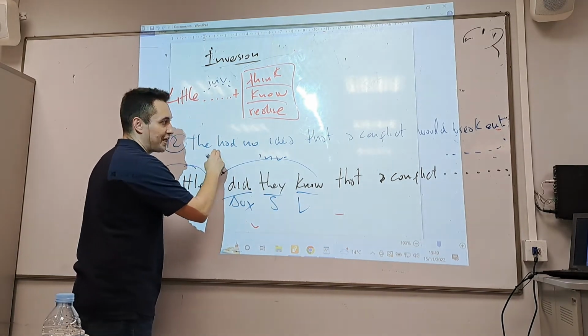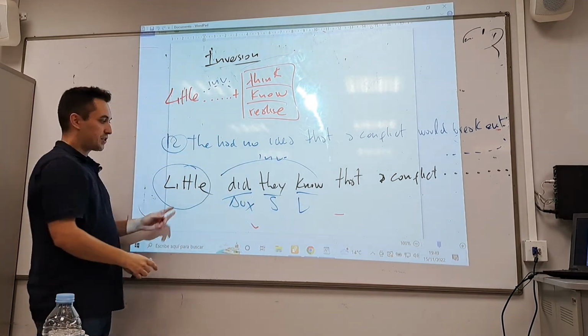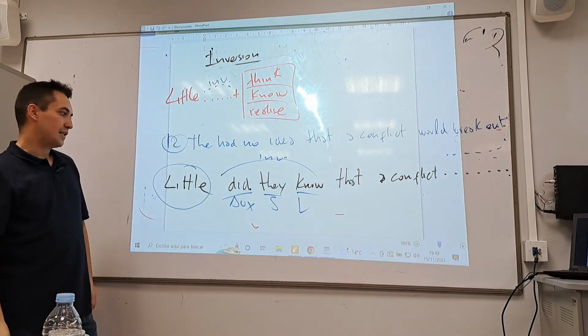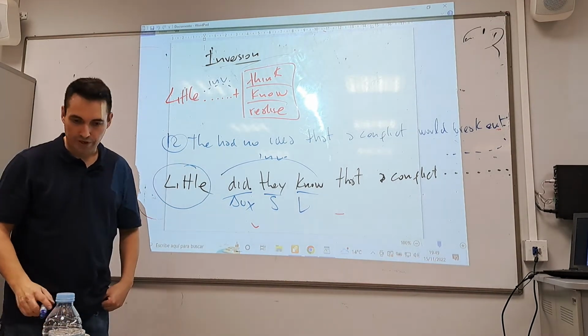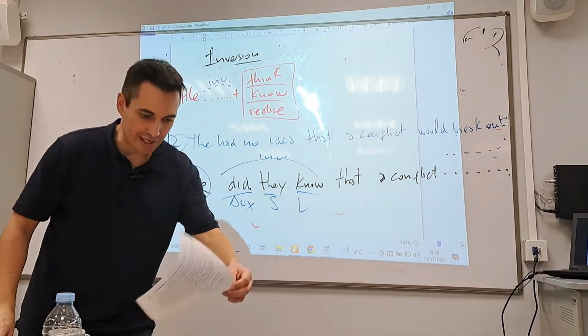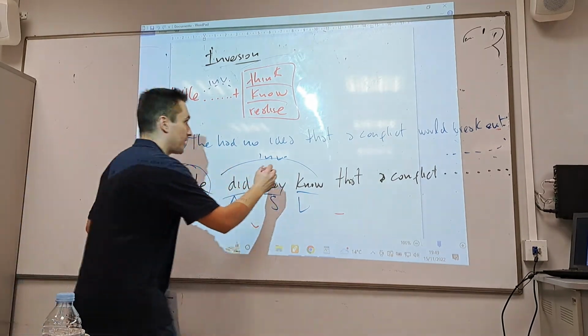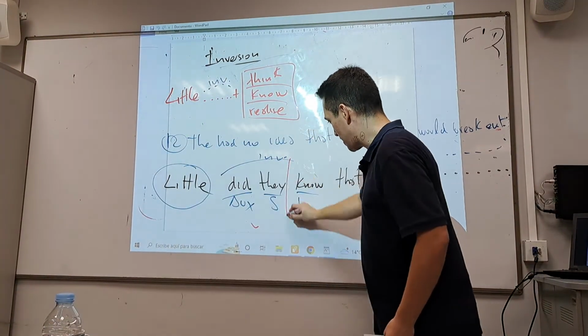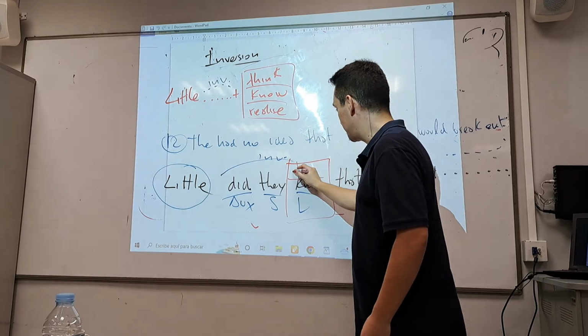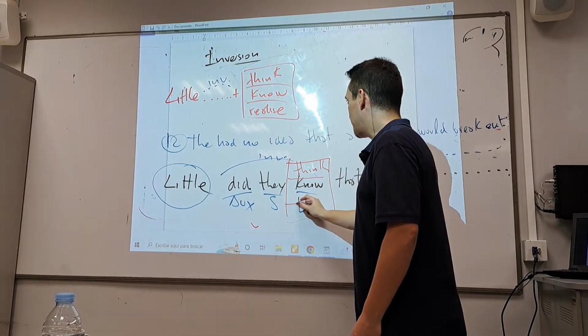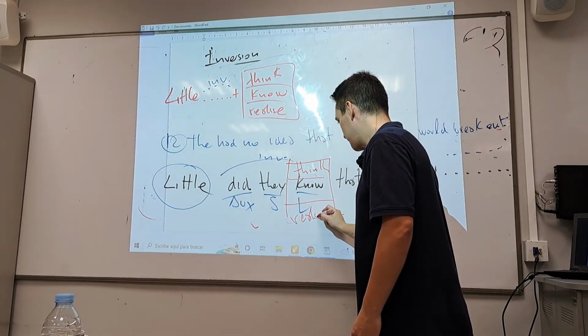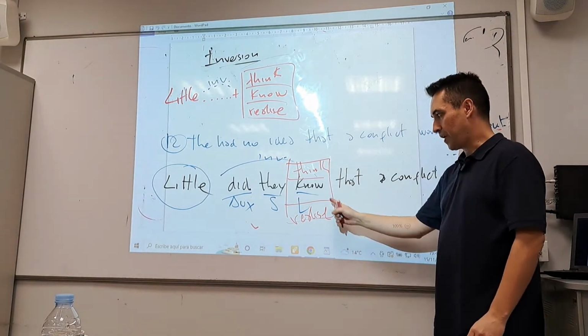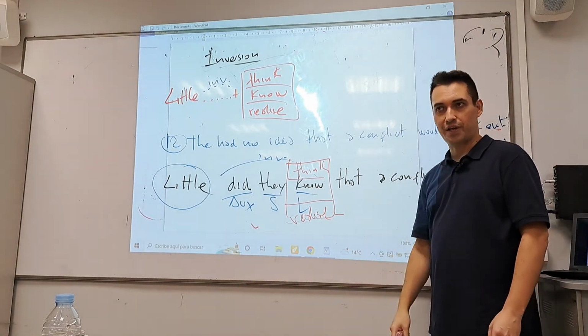They had no idea or they didn't know. Yeah? This is closer to they had no idea. Little did they know that a conflict would break out. You could say little did they. Instead of know, it's also okay to use these other verbs. Little did they think. Yeah? Little did they realize. Yeah? These two are okay, but this is the most common. Little did they know. Yeah?